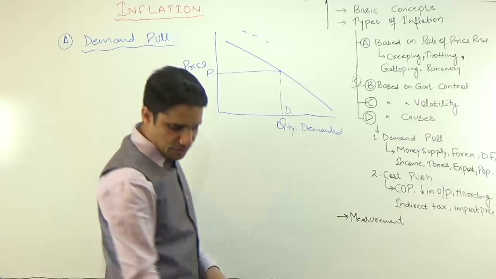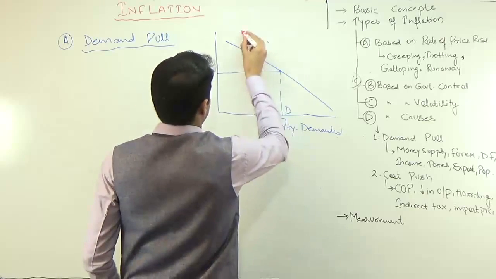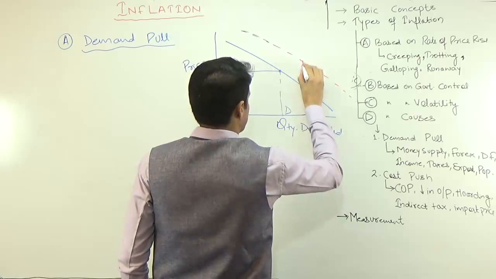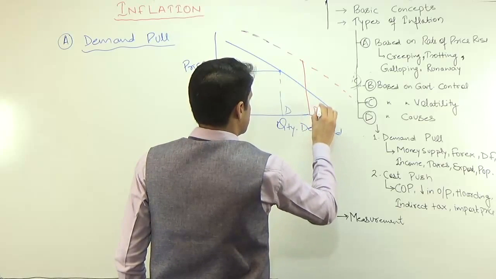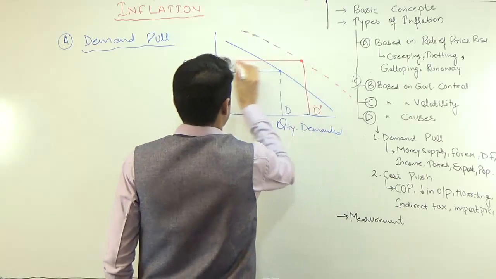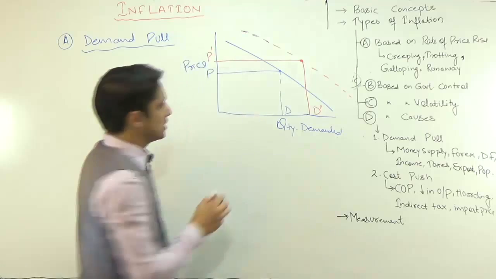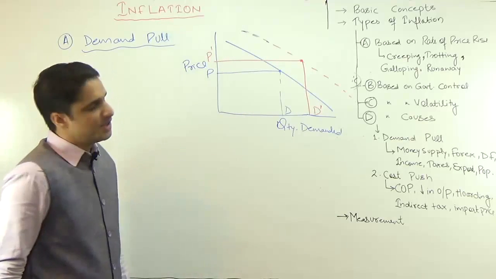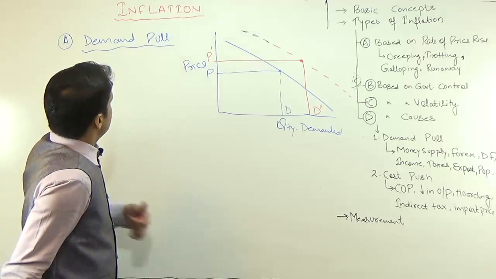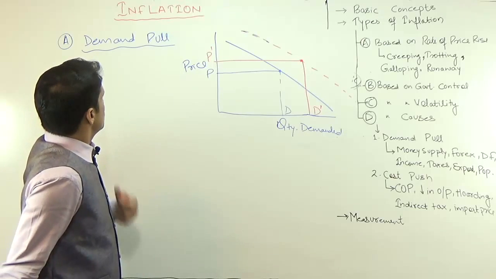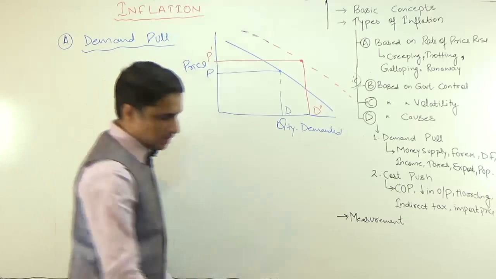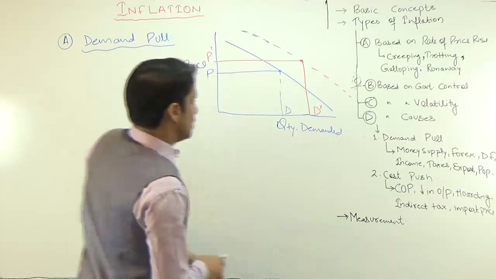So this will be the new demand curve, and suppose this is D and this is D dash. So this price P dash has increased, and when price has increased, it means there is inflation in the economy. So demand pull inflation is caused due to increase in demand. So this is known as demand pull inflation.